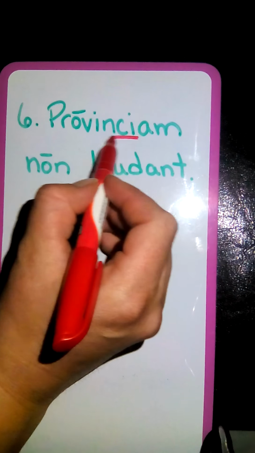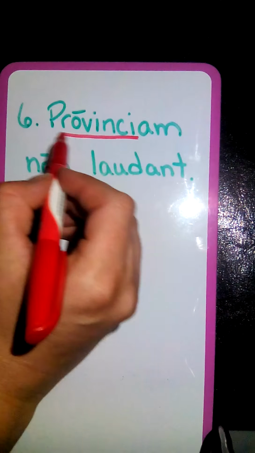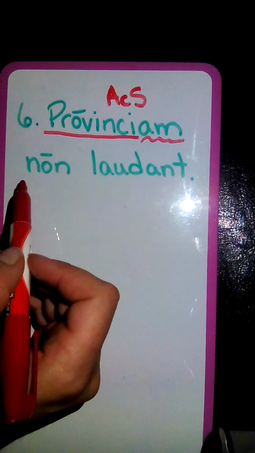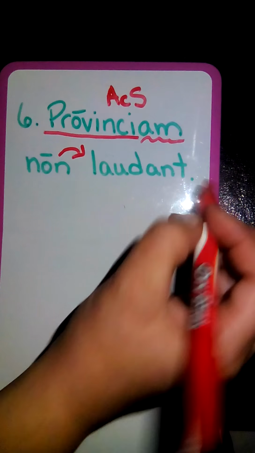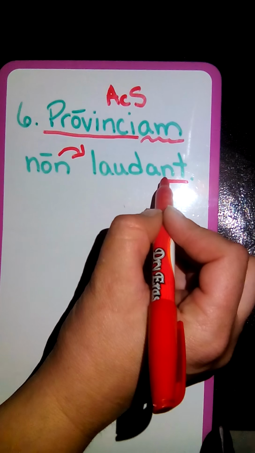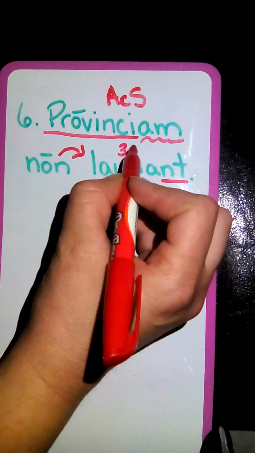And lastly, we are going to go for number 6. We have provinciam non laudant. So provinciam is province, and we know provinci is our stem, and AM is our ending, and AM is found in the first declension accusative singular. Then we have non, which is our adverb modifying the very next word, our verb. So this is going to be affecting laudant. And laudant is our verb, and it's praise. And we're going to look at the ending right here, and it is NT. So that would be our third person plural.